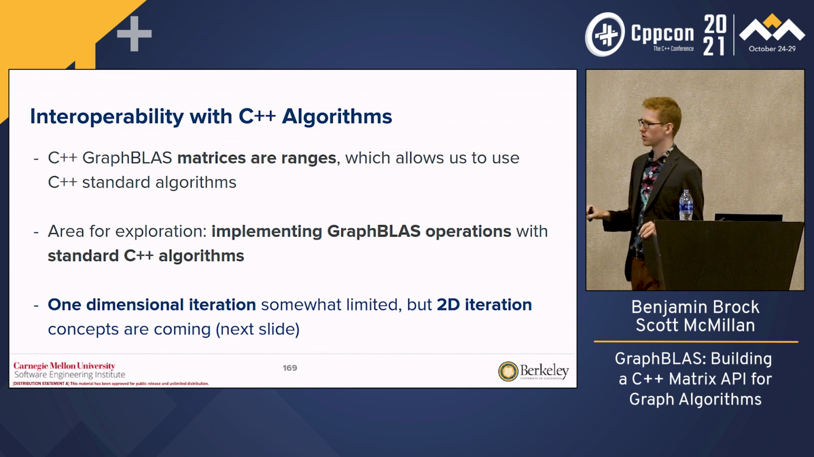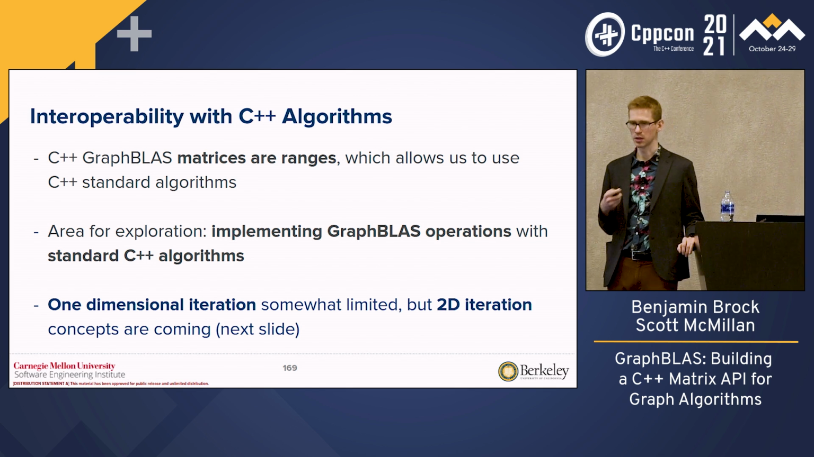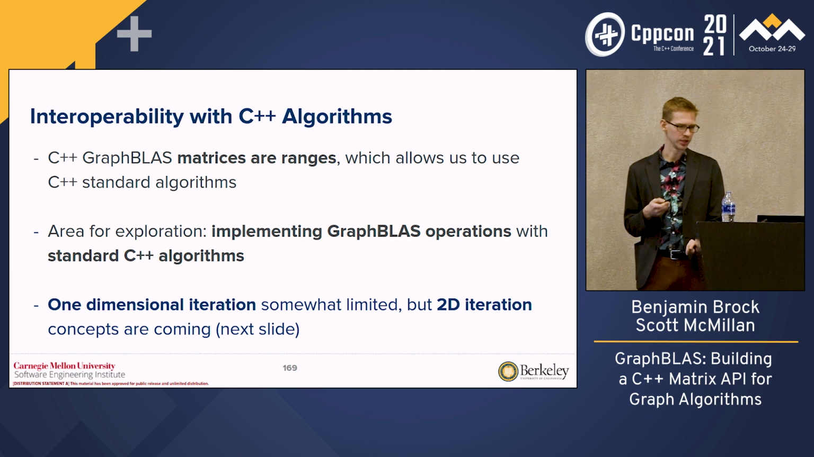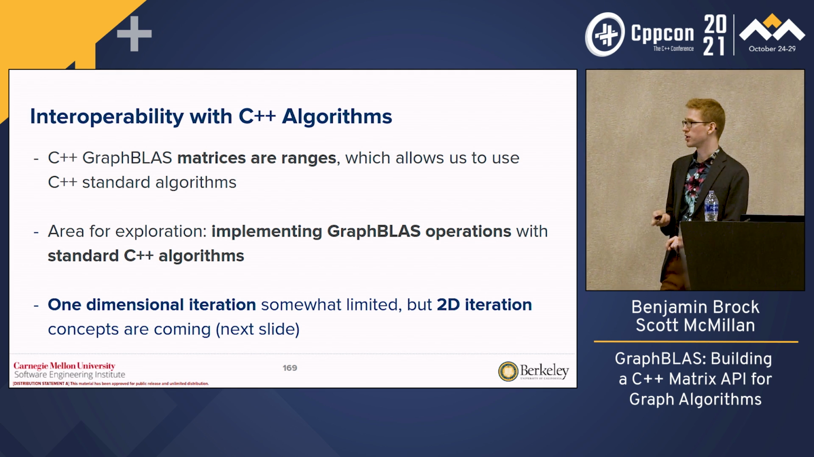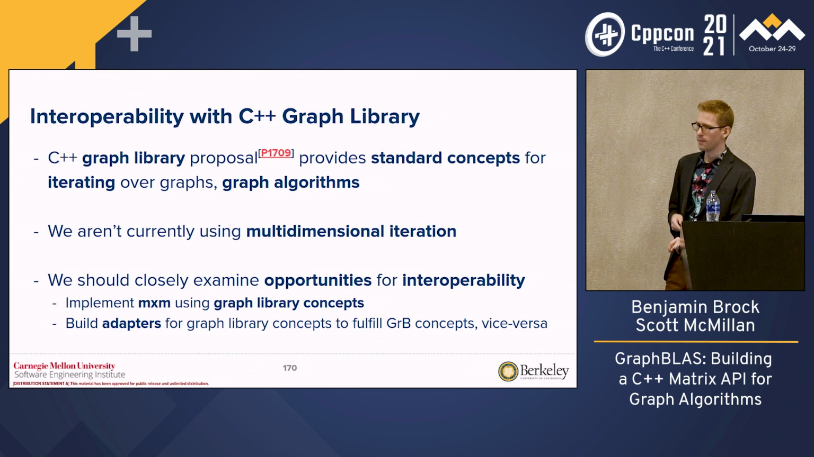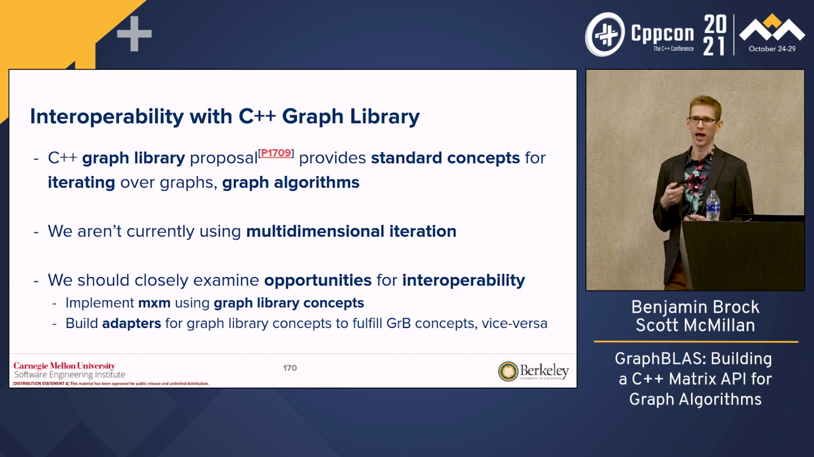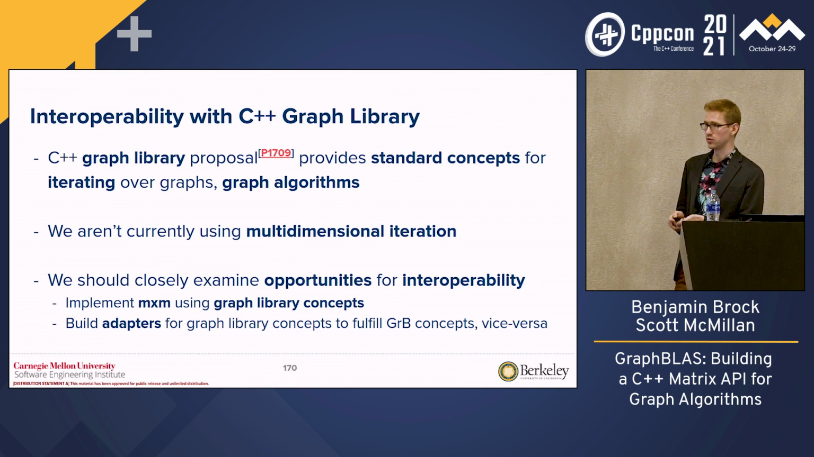The one-dimensional iteration concept that we have defined is somewhat limited. And so we've also been talking to people in the community about two-dimensional iteration concepts that people are working on for matrices. One specific example of this is the C++ graph library proposal, which provides standard concepts for iterating over graphs and for implementing graph algorithms using explicit graph data structures.